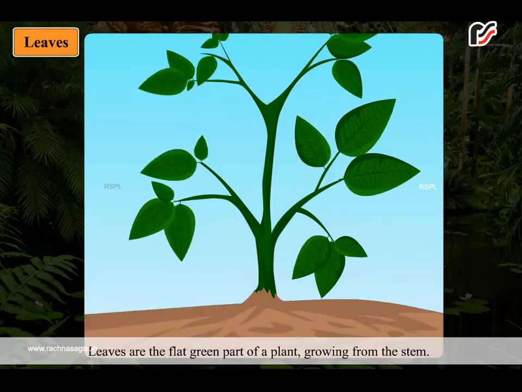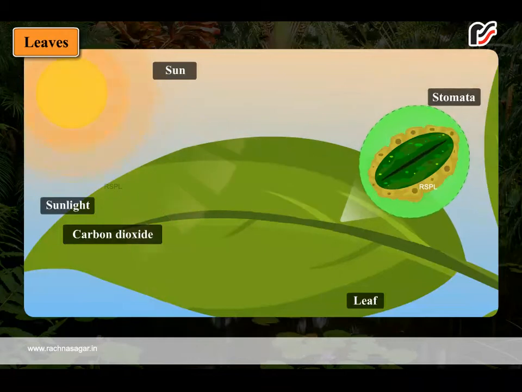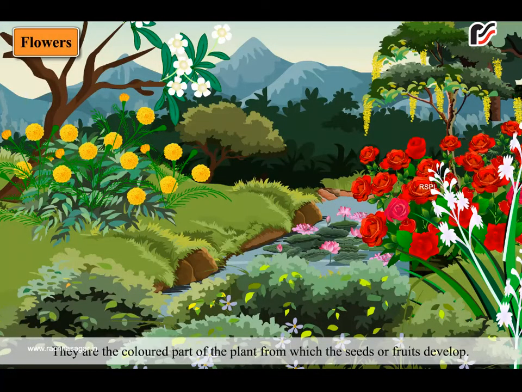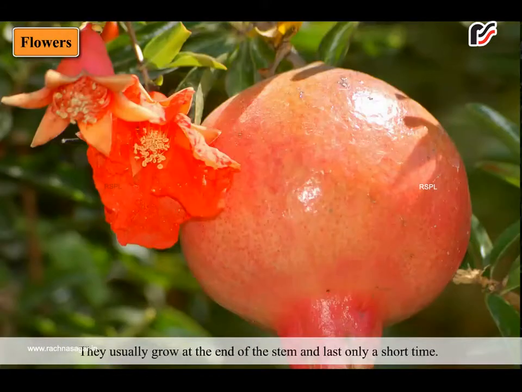Leaves are the flat green part of a plant growing from the stem. They prepare food for the plants. Most plants have flowers. They are the colored part of the plant from which the seeds or fruits develop. They usually grow at the end of the stem and last only a short time.